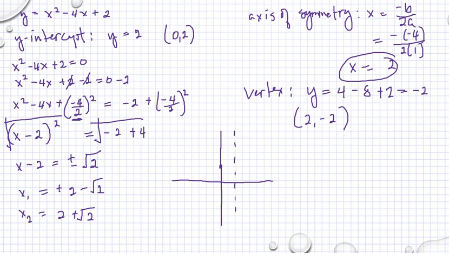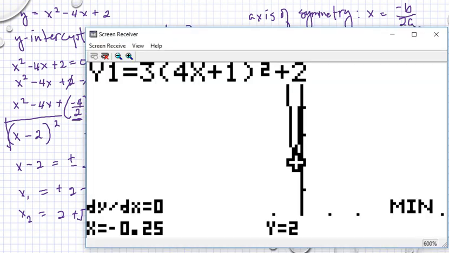And then we have (2, -2). Here is our lowest point. Then we have that also. Then our graph looks like this. Let's see with our calculator if we did it right.